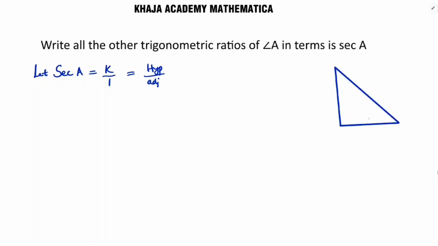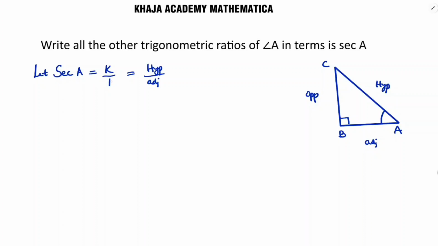Right angle triangle ABC, right angle at B. Now the angle is at A. So this side is opposite to angle A, this is adjacent to angle A, and this is opposite to 90 degrees, so it's the hypotenuse.